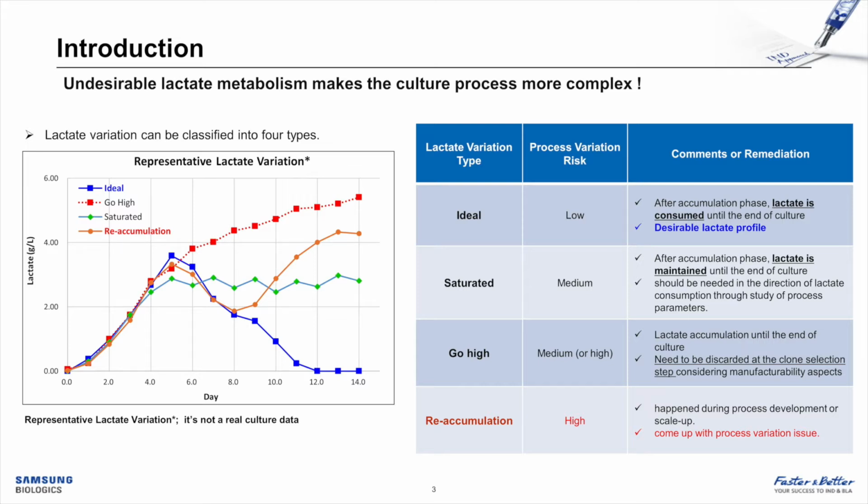Go-high type reflects continued accumulation of lactate until the end of cell culture. In this case, it is recommended to exclude it from the early clone selection stage, considering the manufacturability. Finally, the re-accumulation type shows lactate formation again after some level of consumption. Some studies reported that this type was observed during process development or scale-up. This re-accumulation is one of the main reasons for less robust process.